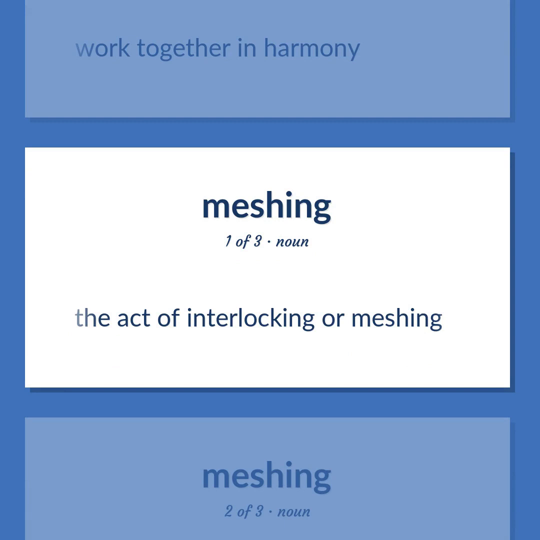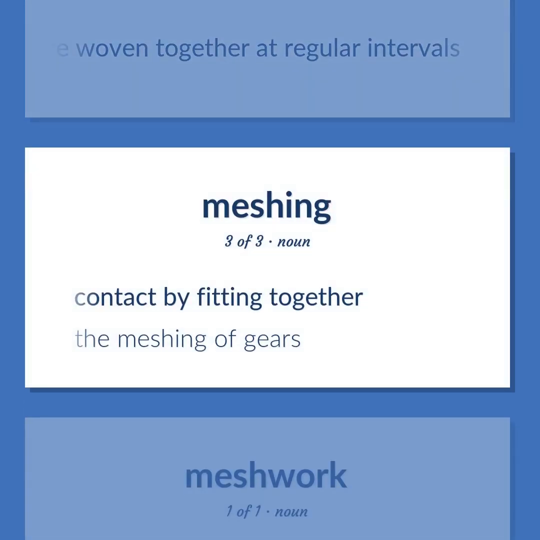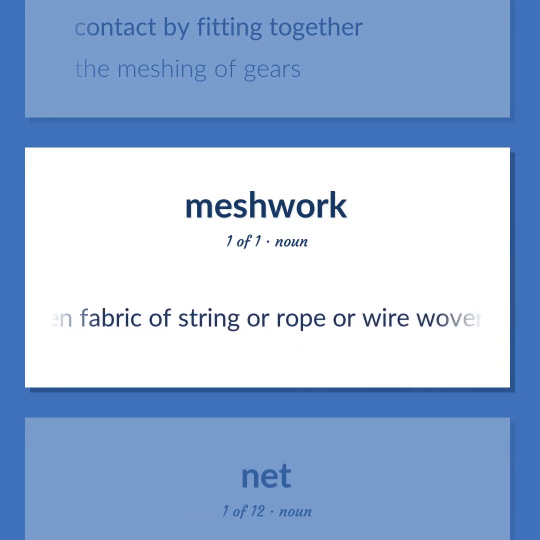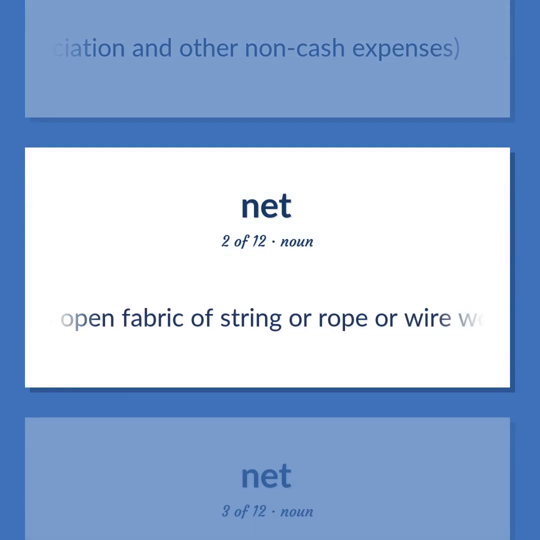The act of interlocking or meshing. An open fabric of string or rope or wire woven together at regular intervals. Contact by fitting together. The meshing of gears. An open fabric of string or rope or wire woven together at regular intervals. The excess of revenues over outlays in a given period of time, including depreciation and other non-cash expenses.